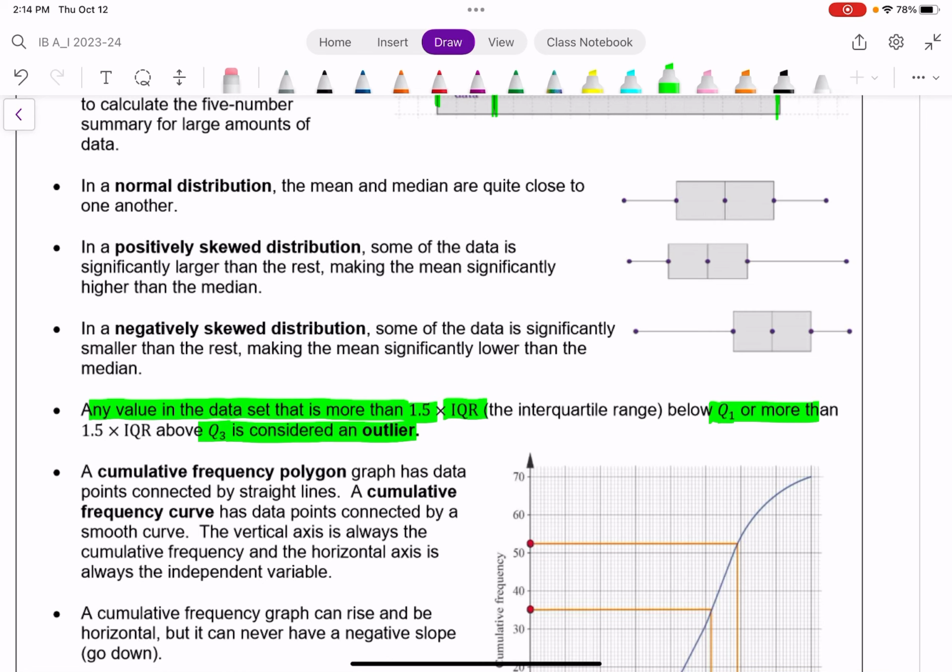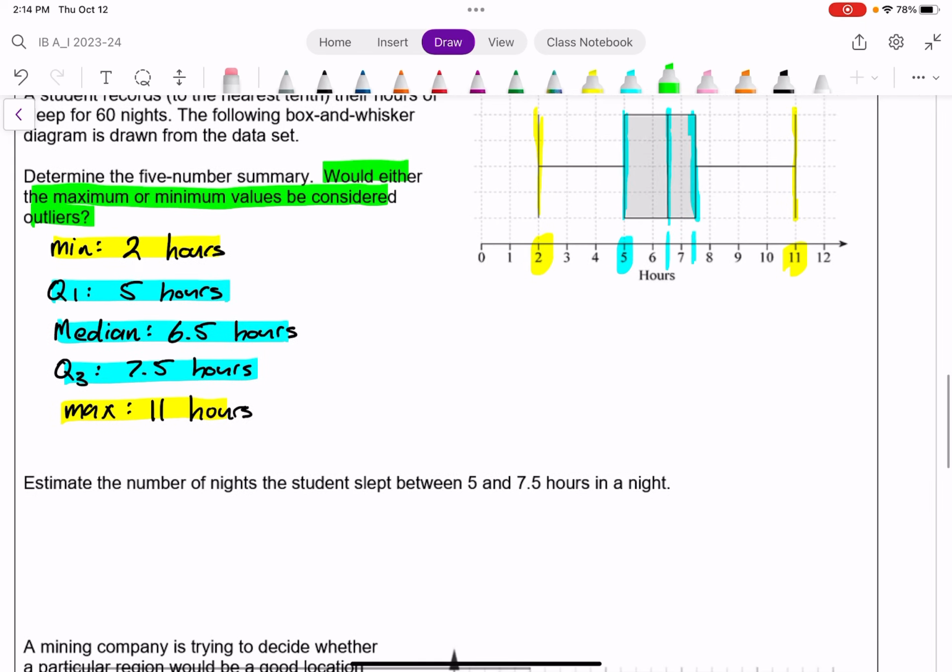All right, so what do I mean by that? Well, let's look here. Let's first find the IQR, the interquartile range, which is just the difference between these values. And so the IQR is 2.5. So if something is an outlier, we want to take that and multiply by 1.5. And if we multiply by 1.5, we get 3.75.